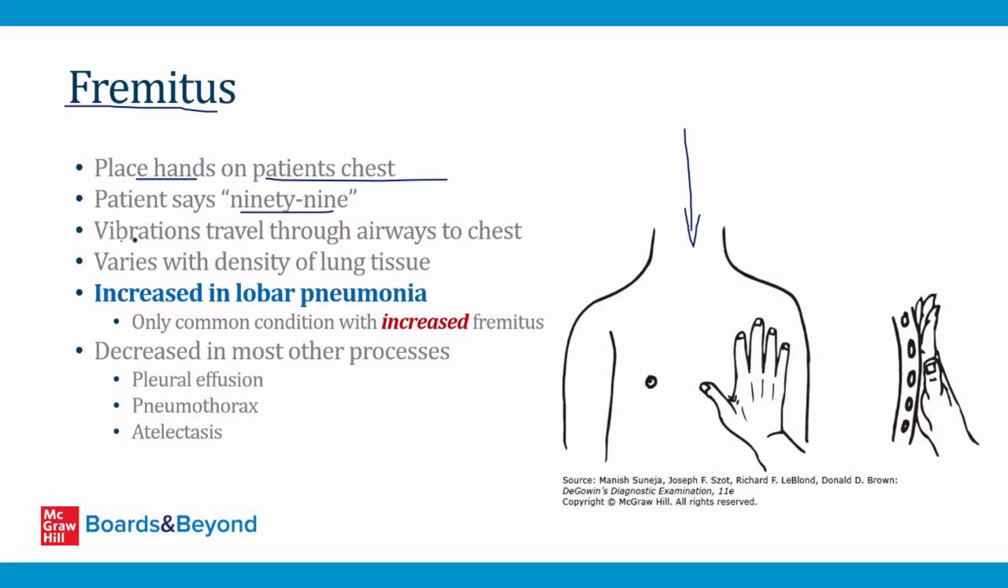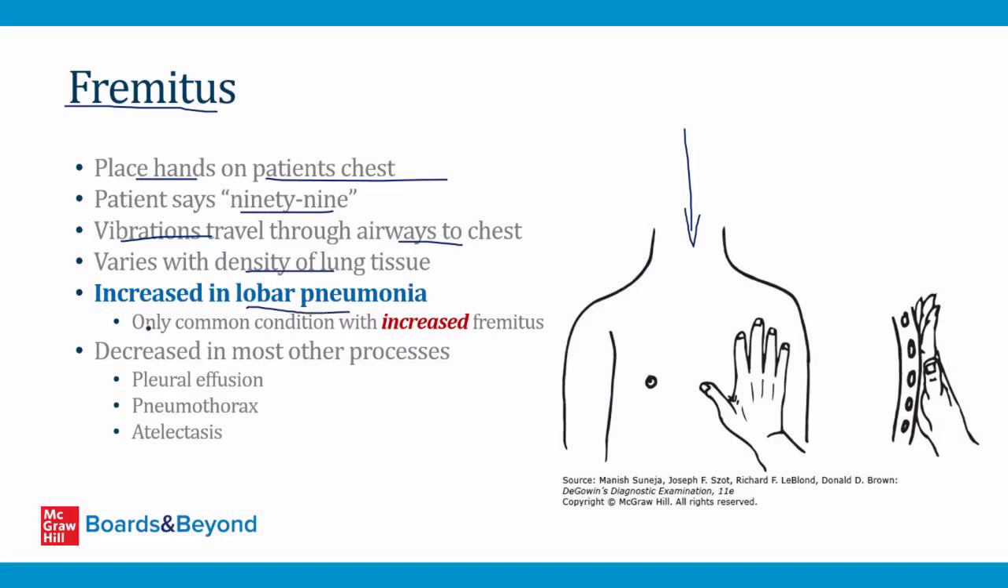And when they do this, vibrations will travel through the airways to the chest wall, and you can feel those along the palms of your hand. And the amount of vibration that you feel varies with the density of lung tissue. And so the main thing to know about Fremitus, one of the most important things to remember, is that it is increased in lobar pneumonia.